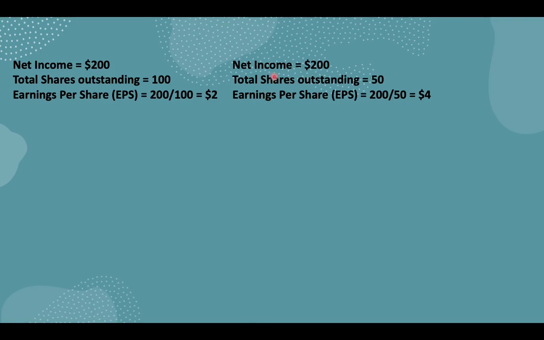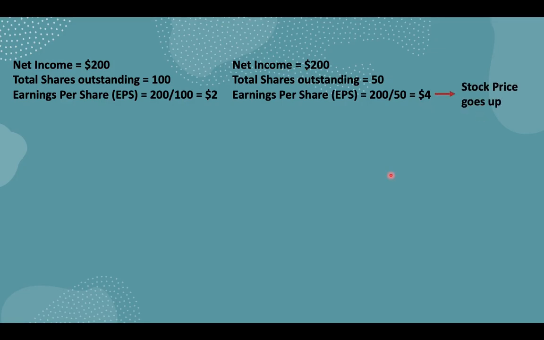So what happens then? The net income stays the same, $200, but total shares outstanding reduced to 50 now because the company bought back half of its shares. So it went from 100 to 50, and now suddenly EPS looks much better. So it is 200 divided by 50, which means $4. So suddenly the EPS increased for the same company when it decided to buy its own shares back. And this is how share buyback increases the value of a stock. And what generally happens is by increasing this value, the stock price goes up.